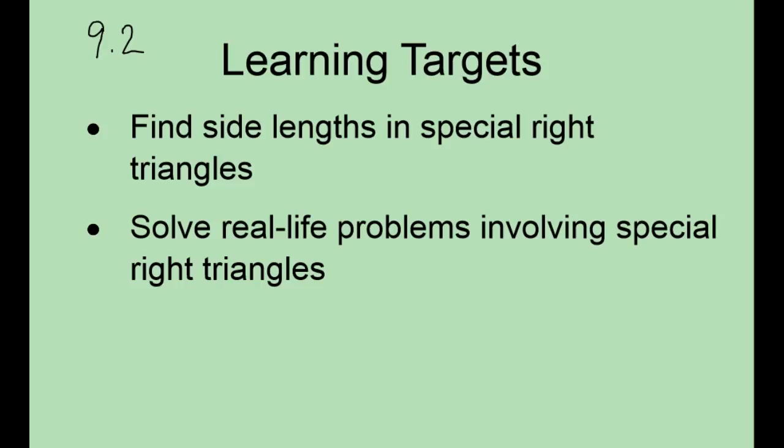Now we're going to look back at our learning targets. First we had to find the side lengths in special right triangles. Make sure you have this information in a place where you can easily get to it. Then we solved some real life problems involving those special right triangles. First we always want to draw our triangle, see what we're looking at, and label what we know. Then from there, use the information from our special right triangles to solve any missing pieces.